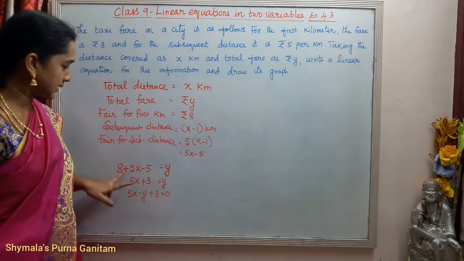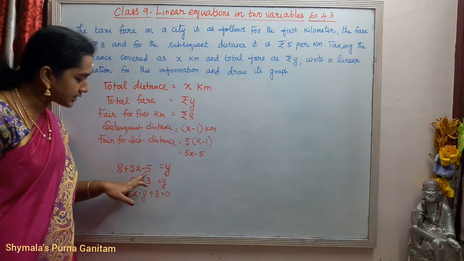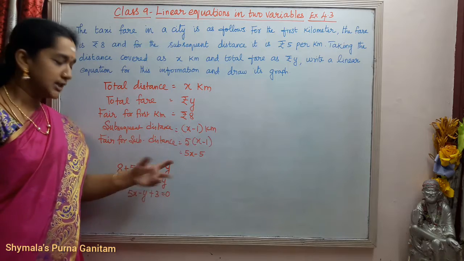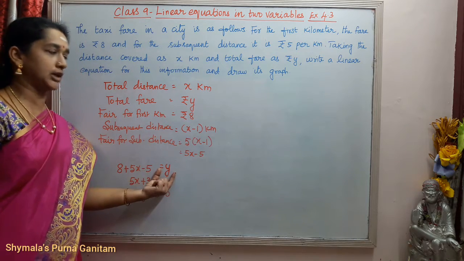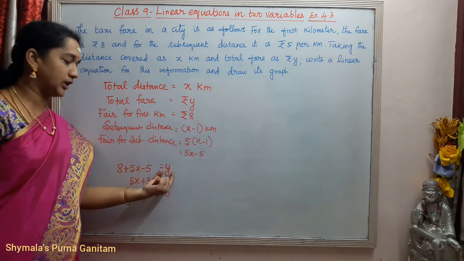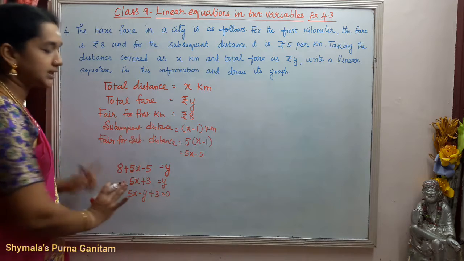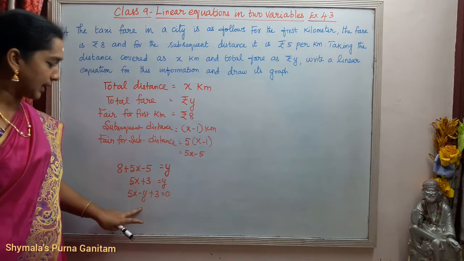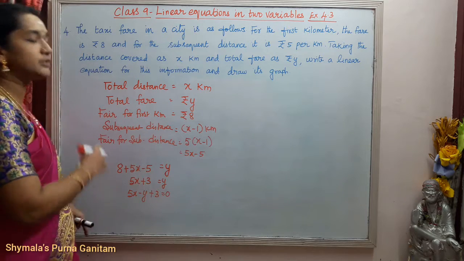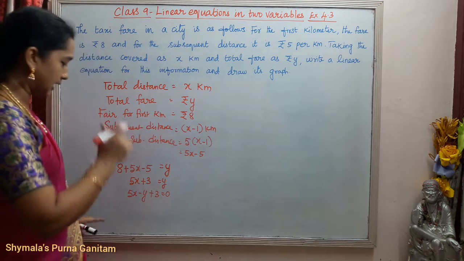Okay, so 8 is the fare for the first kilometer, and this is the fare for the subsequent kilometer, that is 5x minus 5. When you add these, we will get the total fare. When we add these two fares, we will get the total fare for that particular person. So this is the linear equation, 5x minus y plus 3 is equal to 0. For this, we will make a tabular column and then draw the graph for the equation.